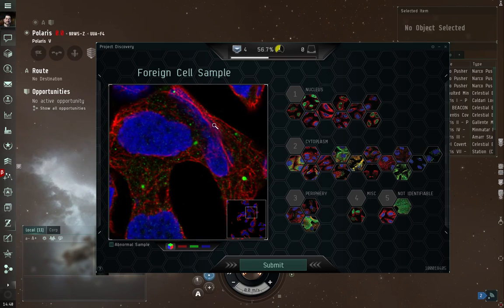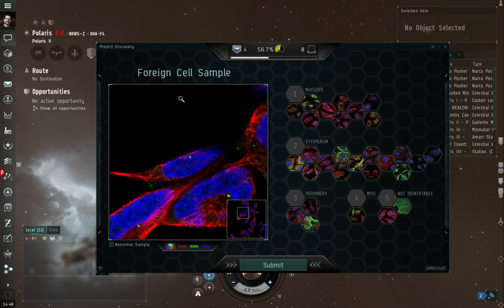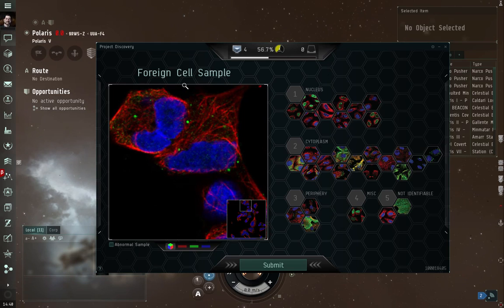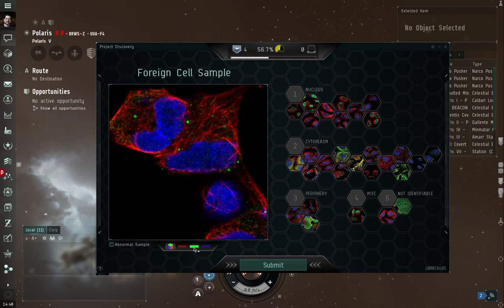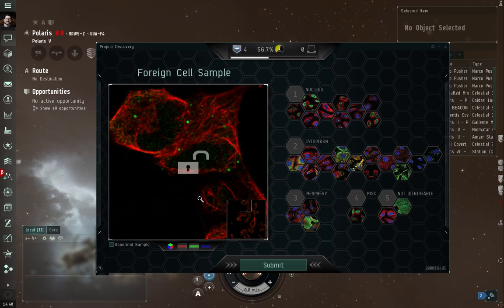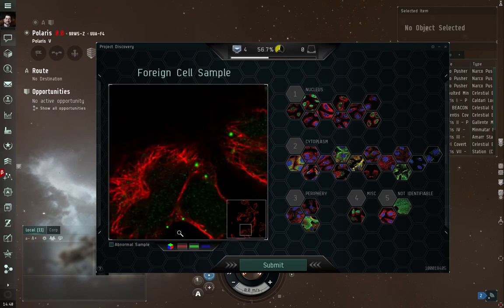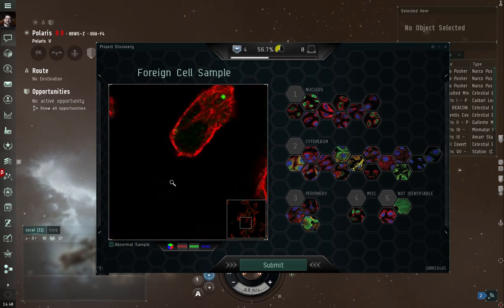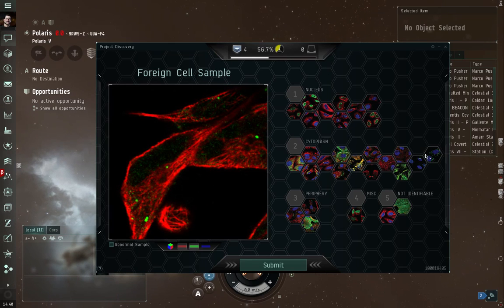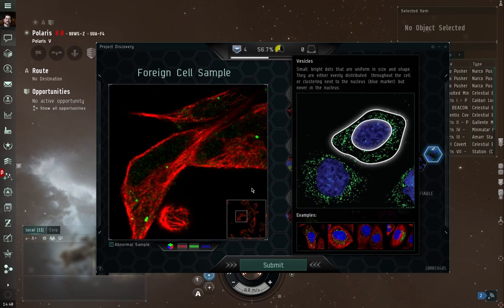Alright, this is an interesting one. This might be my first foreign one. Oh, it looks like some sort of vesicle, or maybe more accurately, a type of cytoplasmic body. These are a bit too big to be vesicles, and there should be more of them if they were actually vesicles. But we'll choose vesicles here since we don't have a cytoplasmic body.